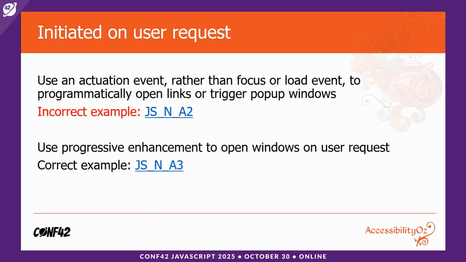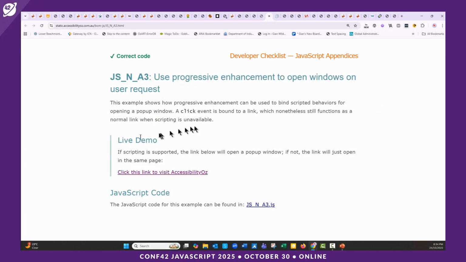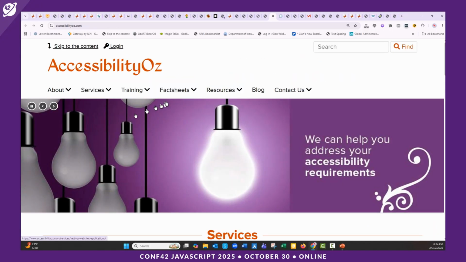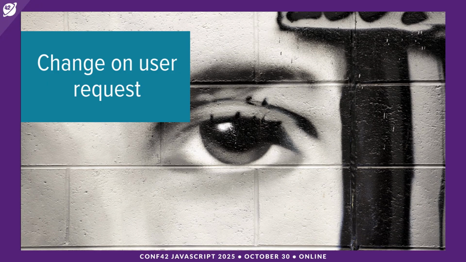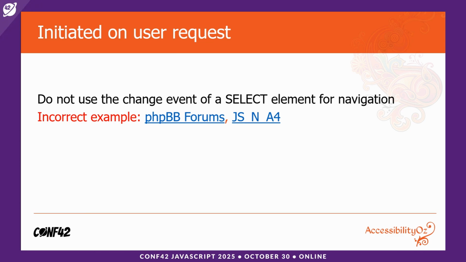Next is use progressive enhancement to open windows on user request. So this is the JavaScript dependencies. And if you click on this link, it opens up in a new window and you can have a look at the JavaScript content there. Let's talk about change on user request. So make sure that you do not use the change event of a select element for navigation. Let's have a look at an example.